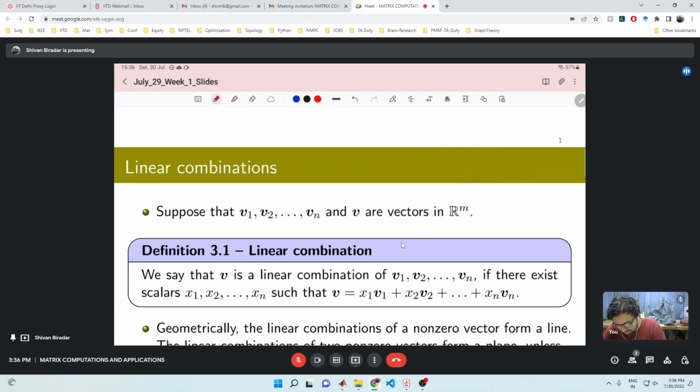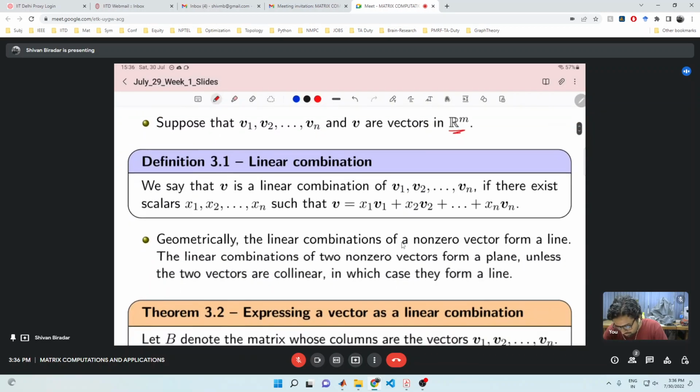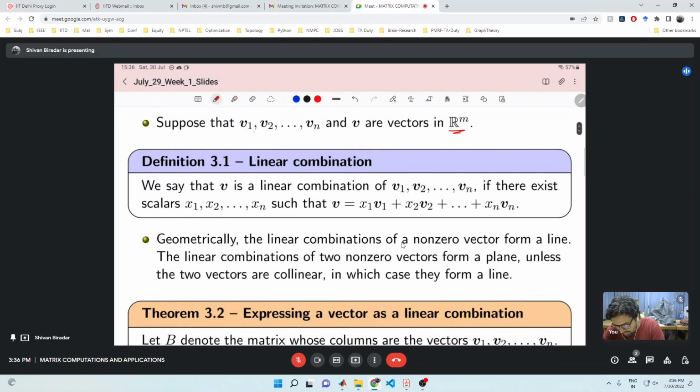So let us consider we have n vectors in R^m space. We say that v is a linear combination of v1 to vn if there exist scalars x1 to xn such that v equals the summation of xi vi for i equal to 1 to n.